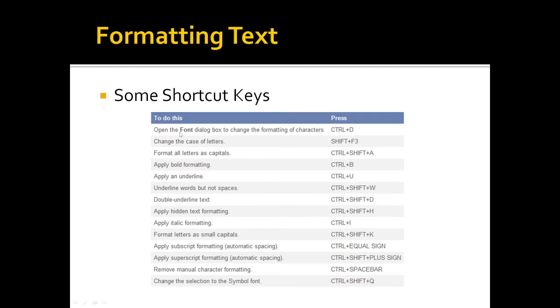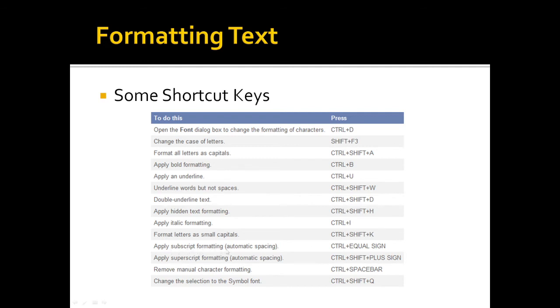Let's say, for example, if you want to open the font dialog box to change the formatting, we can use Control D. And we can change the letter case using Shift F3. Format all letters as capital, Control Shift A. Apply bold formatting, Control B. Apply underline, Control U. Underline words but not spaces, Control Shift W. Double underline text, Control Shift D. Apply hidden text formatting, Control Shift H. Apply italic formatting, Control I. Format letters as small capitals, Control Shift K.